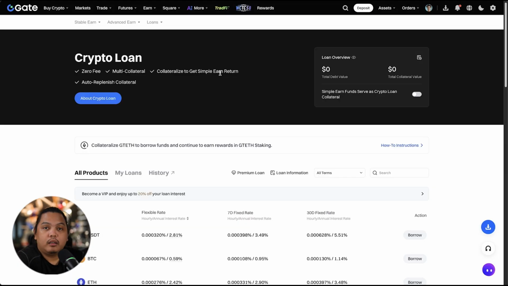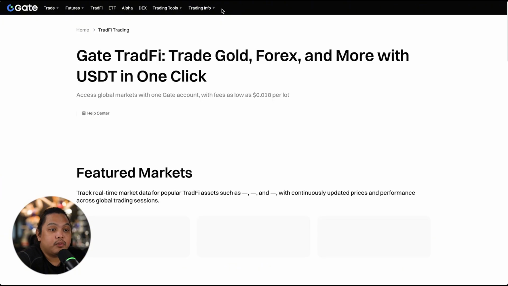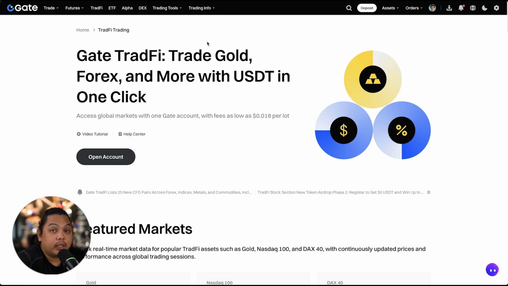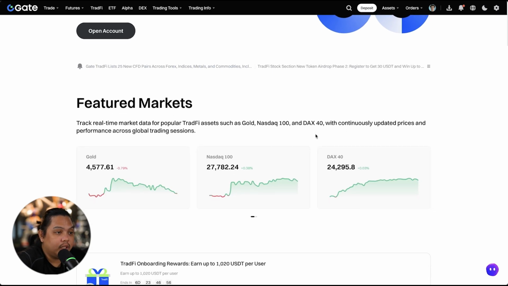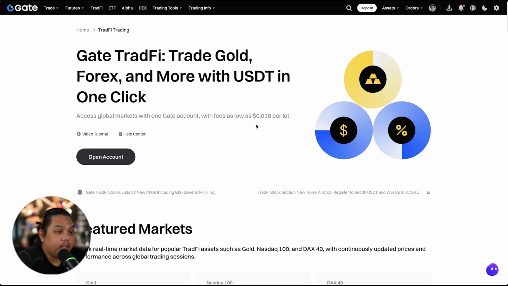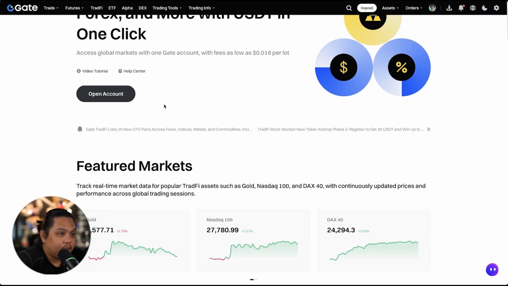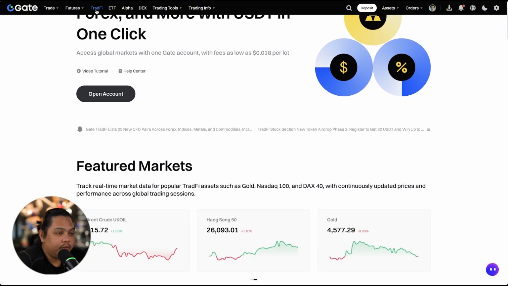Let's go to the next feature, which is TradFi. Gate gives users access to trade gold, forex, and other markets such as Nasdaq 100, DAX 40. So you can trade in one click. So click on TradFi over here.